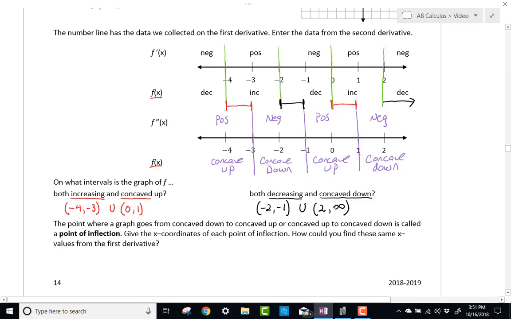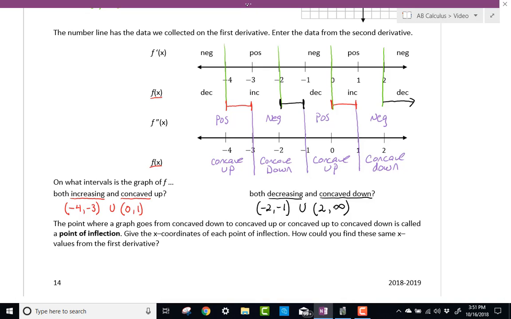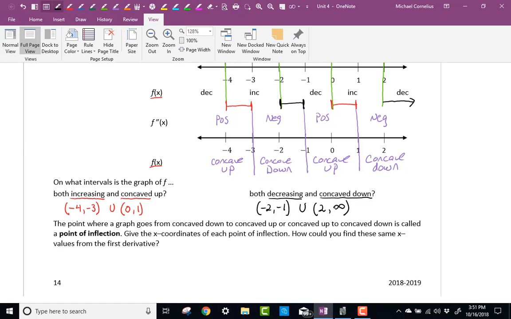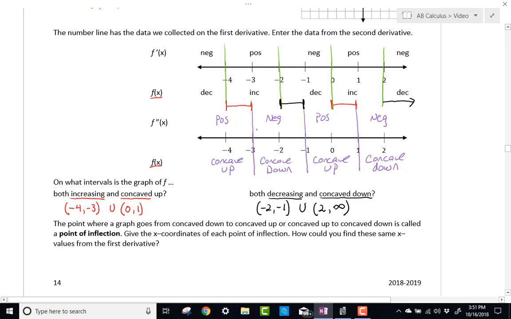Now, if you look at how I've spaced off my graph here, I have some pretty obvious pieces here, I hope. Alright, so I'm going to go with orange here. So I went from concave up to concave down right here at -3. I went from concave down to concave up at -1.